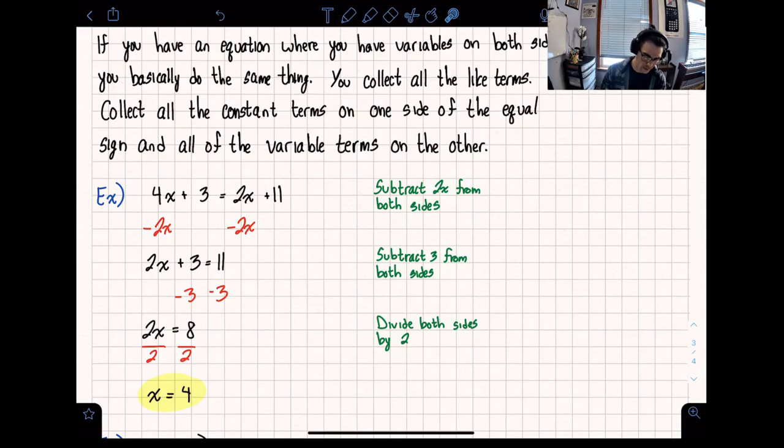So we're going to bring the x's to the left side, subtract 2x from both sides, and now we have 4 minus 2 is 2. 2x plus 3 equals 11. Just rewrite the expression with our simplified x's.